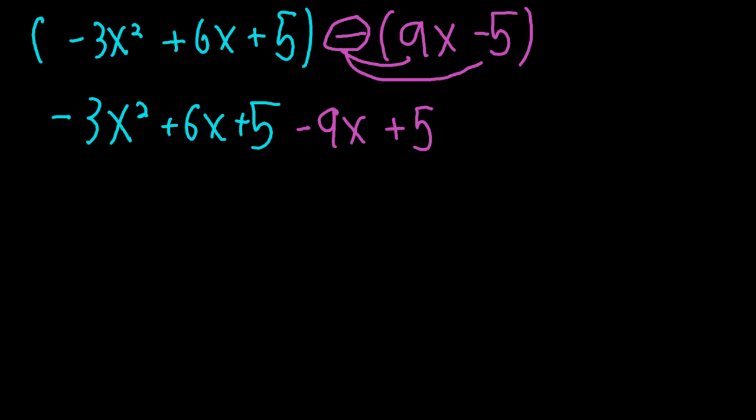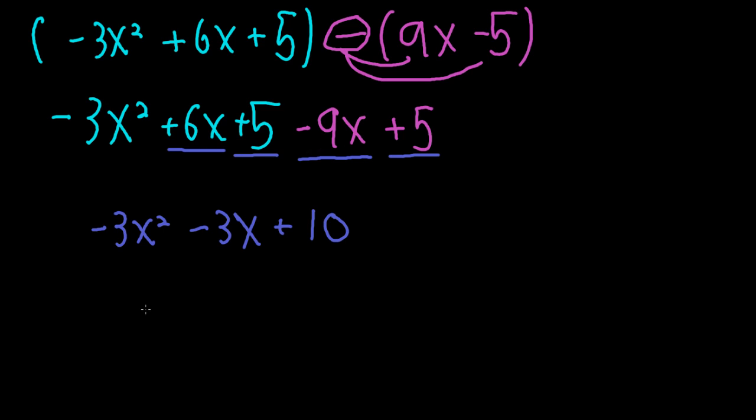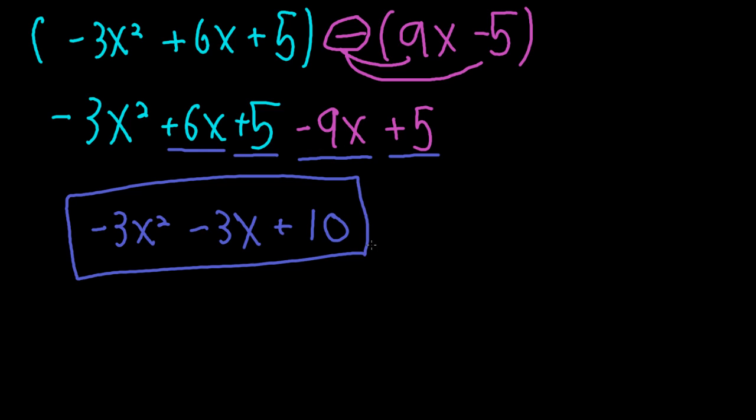Alright, now from here I simply combine like terms again. I have no other x squared terms, so I keep minus 3x squared. Now I have 6x minus 9x, which will get me negative 3x. Finally, I have 5 plus 5 to get me positive 10. And from here, I am done my problem, and this is my final answer.